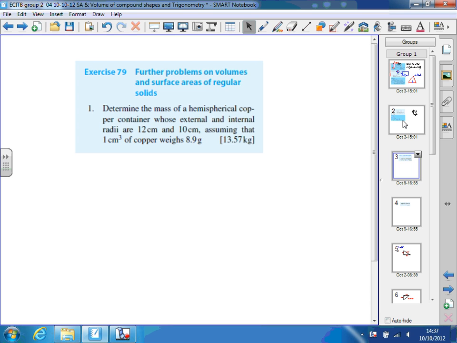So that's the first thing for today: how you set out a problem to find the surface area or the volume of something. So in addition on this question, as well as determining the mass of the hemispherical copper container, I also want to find the surface area.